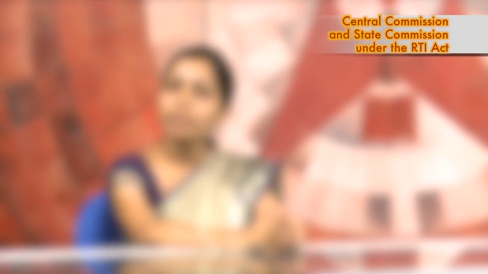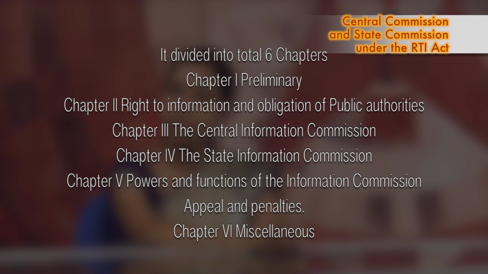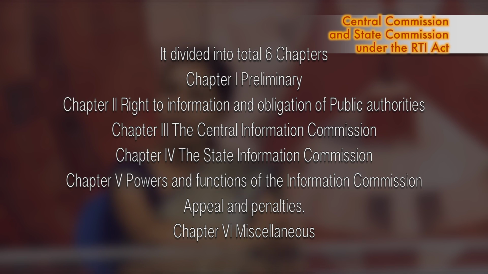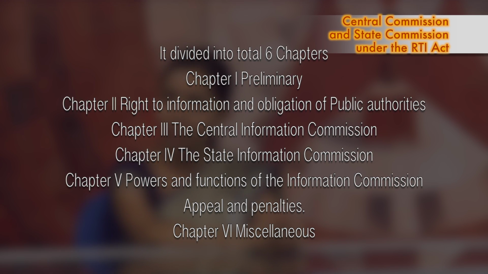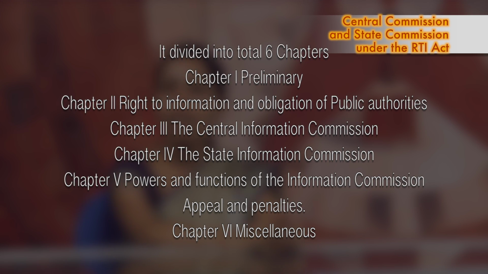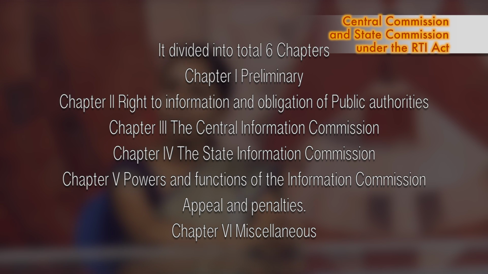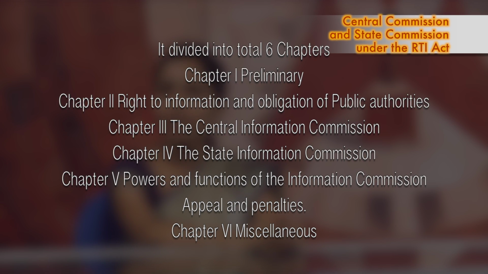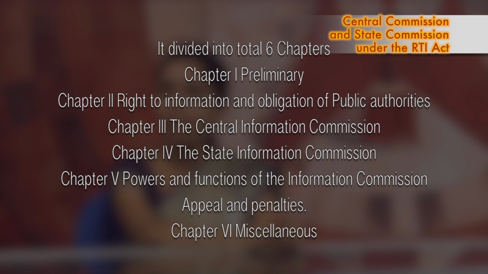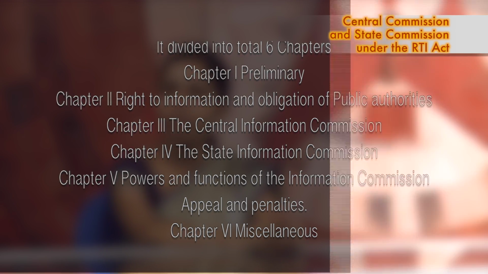There are a total of 31 sections in this act, which is divided into 6 chapters. Chapter 1 deals with the preliminary aspects. Chapter 2 deals with the right to information and obligations of the public authorities. Chapter 3 deals with the Central Information Commission. Chapter 4 deals with the State Information Commission. Chapter 5, power and function of the Information Commission, appeal and penalties. And the last one, Chapter 6, deals with miscellaneous.